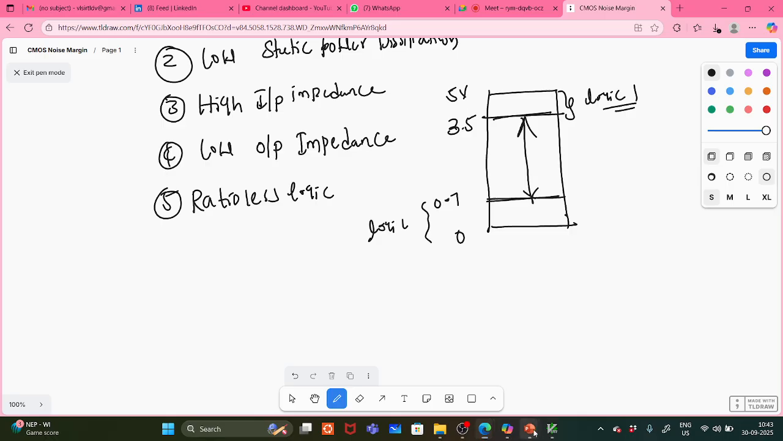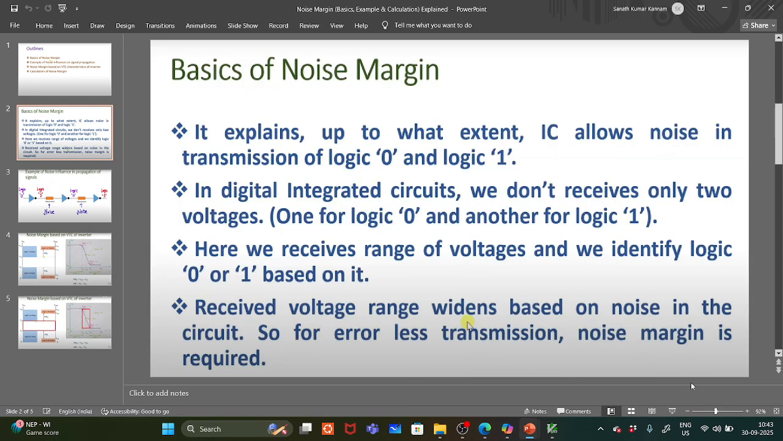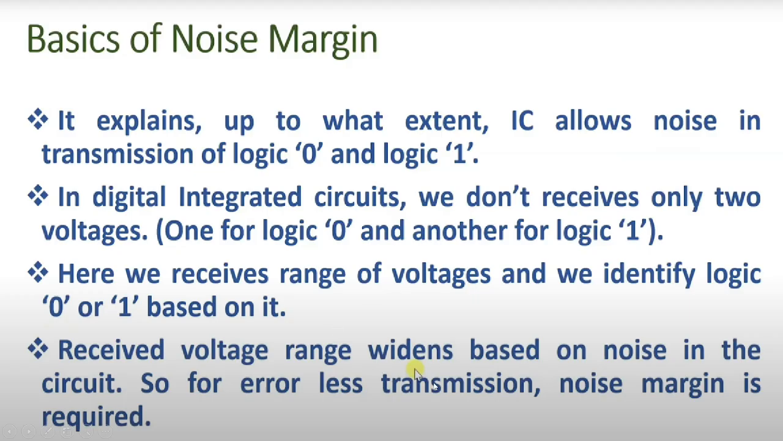Here, the received voltages widen based on the noise in the circuit. So for less error in transmission, the noise margin should be more. Noise margin should be more.